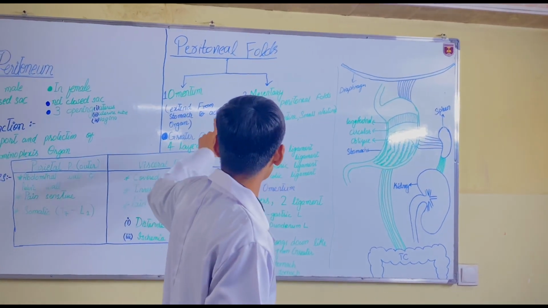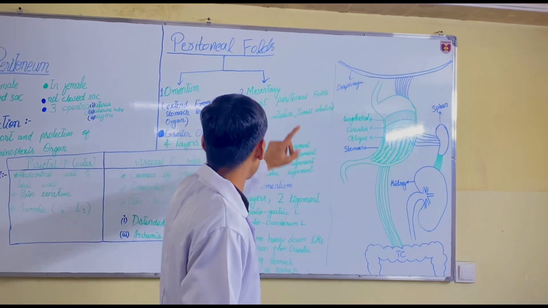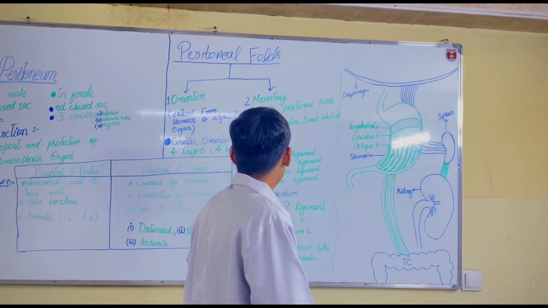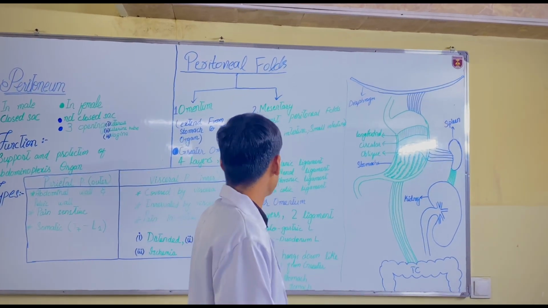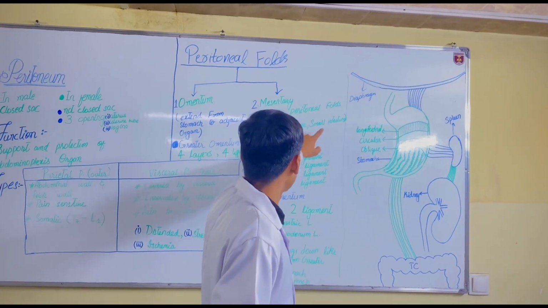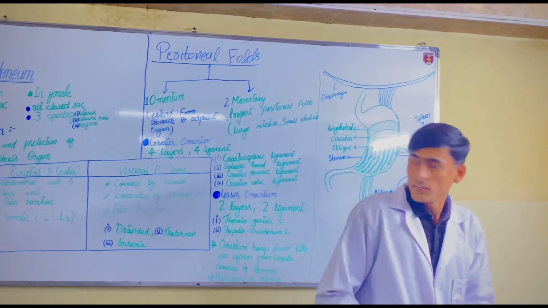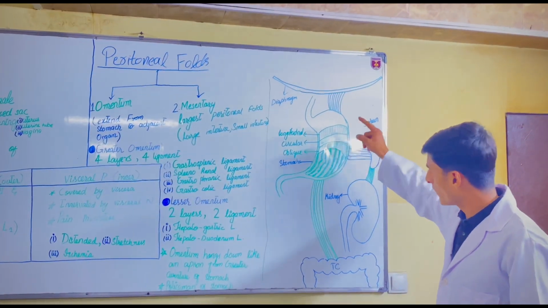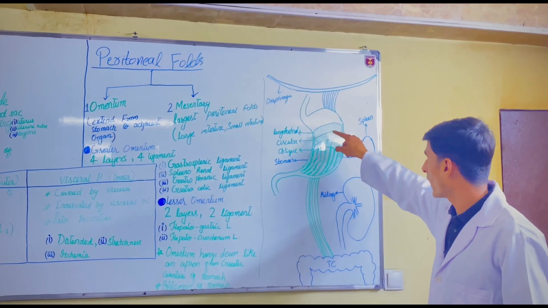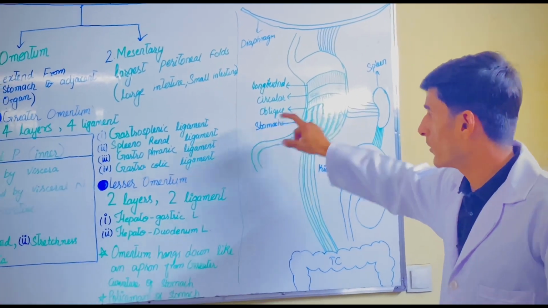At the end, we discussed mesentery. The mesentery is the largest peritoneal fold, connected with large intestine and small intestine. Large intestine has mesocolon and small intestine has proper mesentery. Then we discussed stomach. The muscles present in stomach are smooth muscles which are longitudinal, circular and oblique.